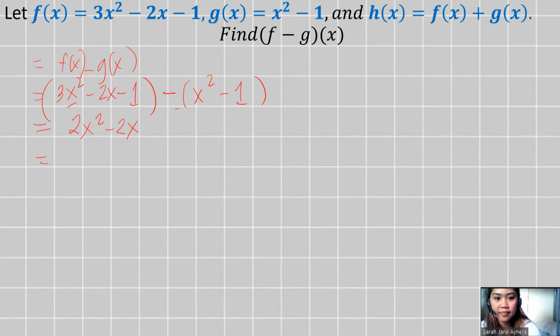We can factor this by, ang common sa kanila is 2x. So, this will become 2x squared divided by 2x is x, 2x divided by 2x is 1. So, minus 1. So, pwedeng 2x squared minus 2x or 2x times x minus 1.